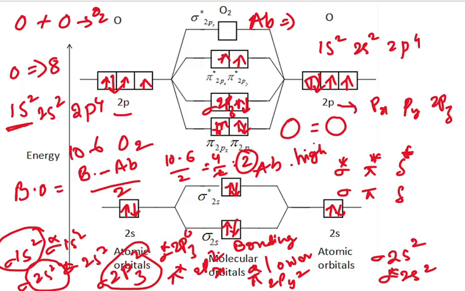Between the 2 oxygen atoms, how many covalent bonds are there? 2. So compared with nitrogen, the oxygen molecule is more reactive because it contains a double bond. So by using molecular orbital theory, we can explain the properties of a molecule, like magnetic property and stability. Thank you.